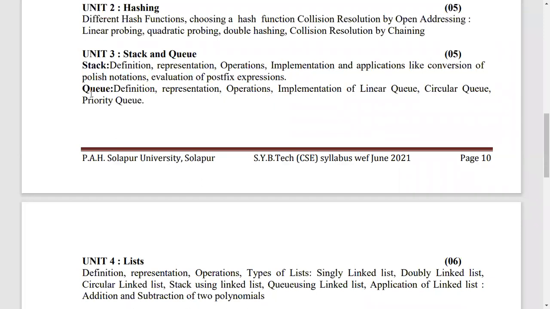After that, for the queue also it is the same: definition, representation, operation of queue. After that, implementation. Now queue is divided into different types: linear queue, circular queue, priority queue. All these things we will discuss.